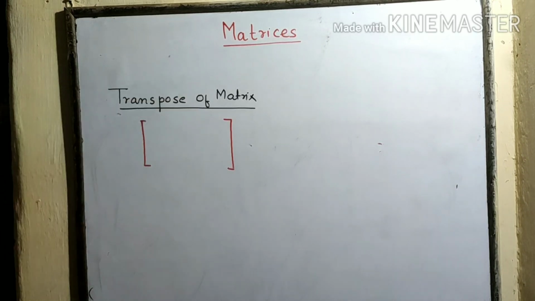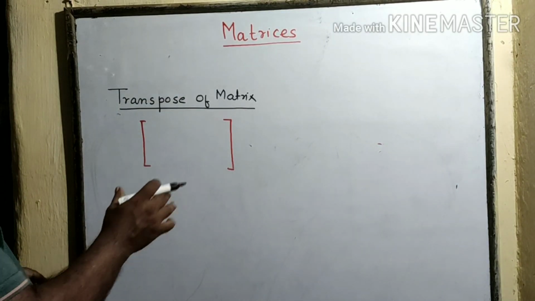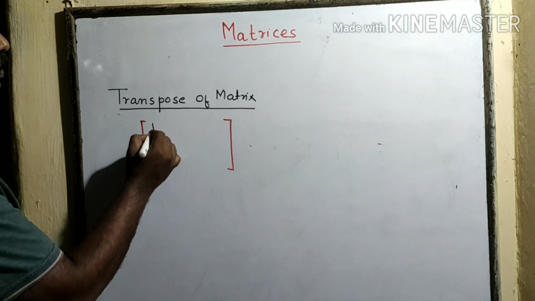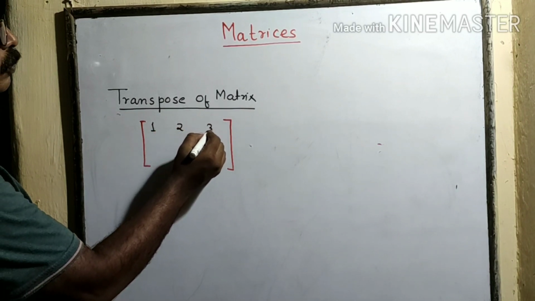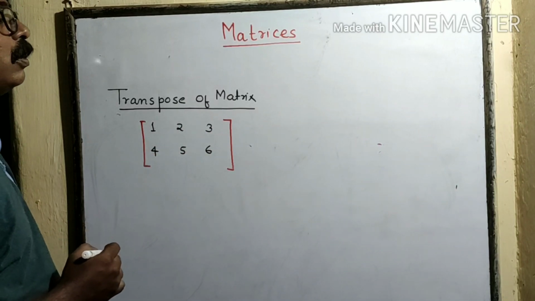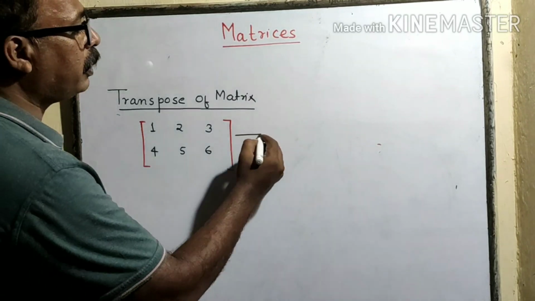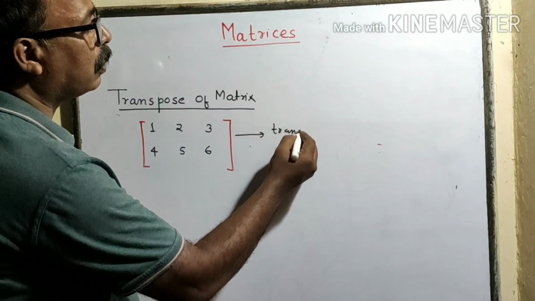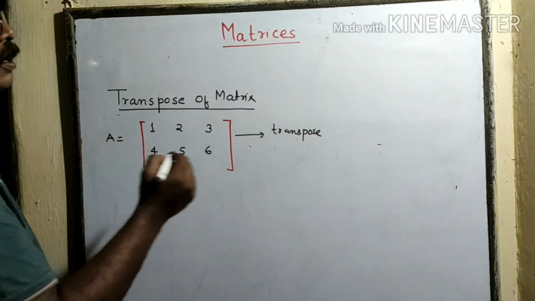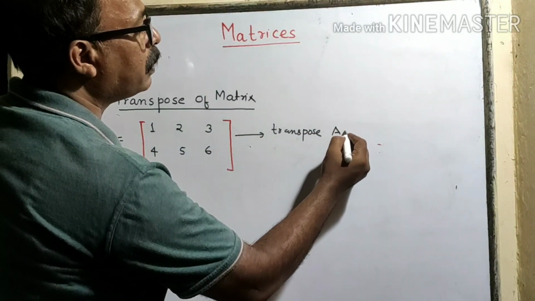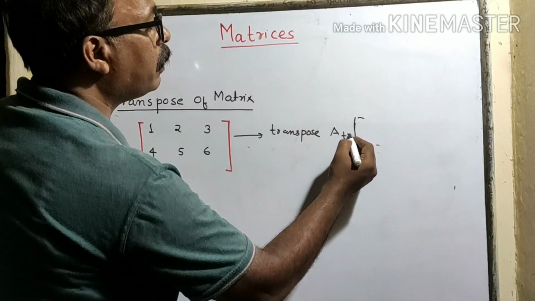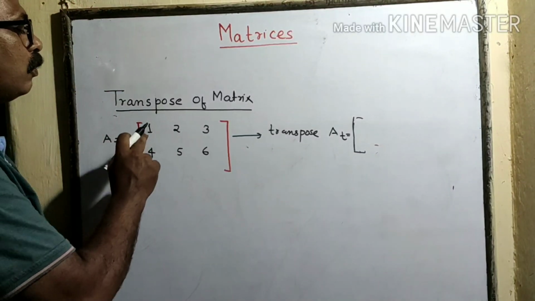So we are in the matrices chapter, and today's topic is transpose of a matrix. Consider a matrix 1, 2, 3, 4, 5, 6. Its transpose, if the matrix is represented as A, will be represented as AT.